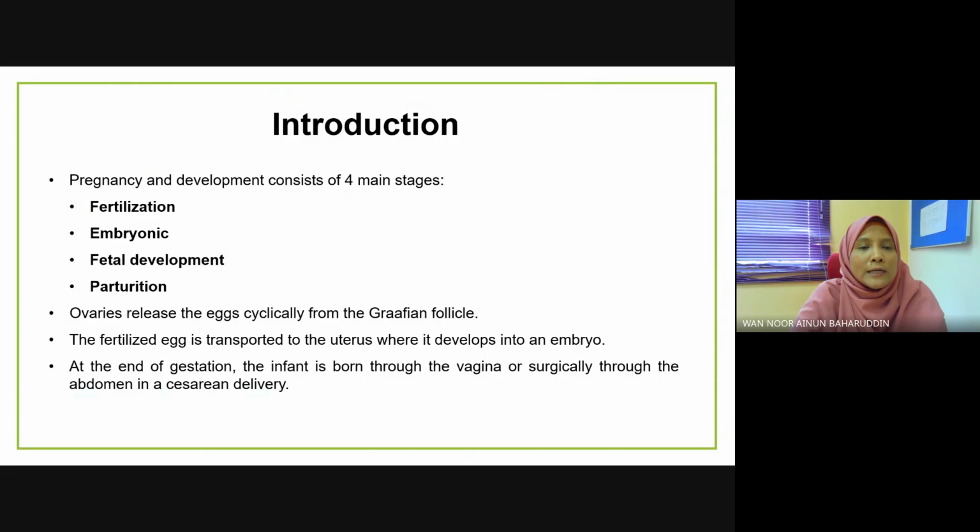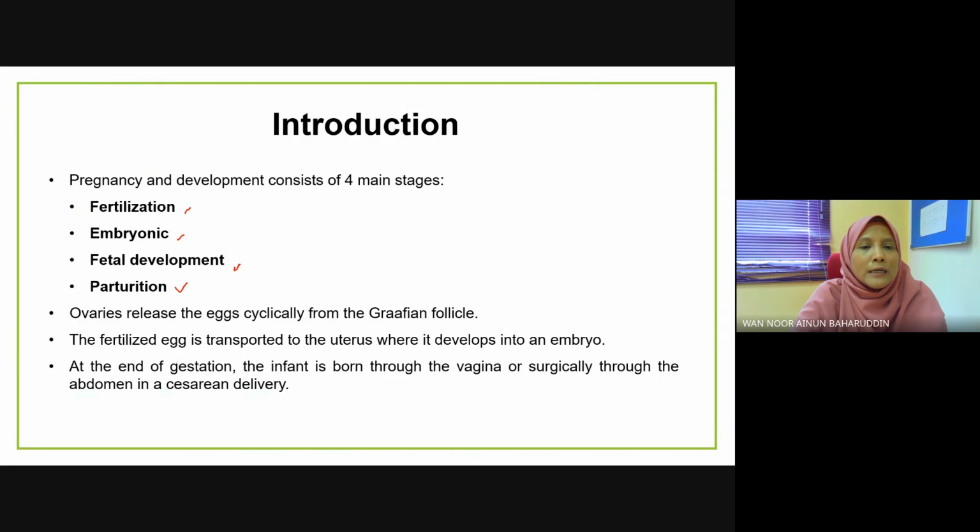So as an introduction, during pregnancy as well as the development, there are 4 main stages. First one is fertilization. Second one, embryonic development. Third one, the fetal development. And the parturition, means once it is ready to give birth.